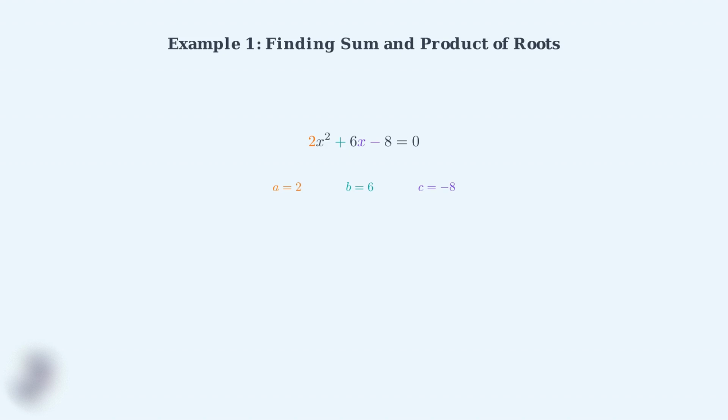First, we identify our coefficients: a equals 2, b equals 6, and c equals negative 8. Now we can apply Vieta's formulas directly. For the sum of roots, we use alpha plus beta equals negative b over a. Substituting our values, negative 6 divided by 2 equals negative 3. For the product of roots, we use alpha beta equals c over a. Substituting, negative 8 divided by 2 equals negative 4.